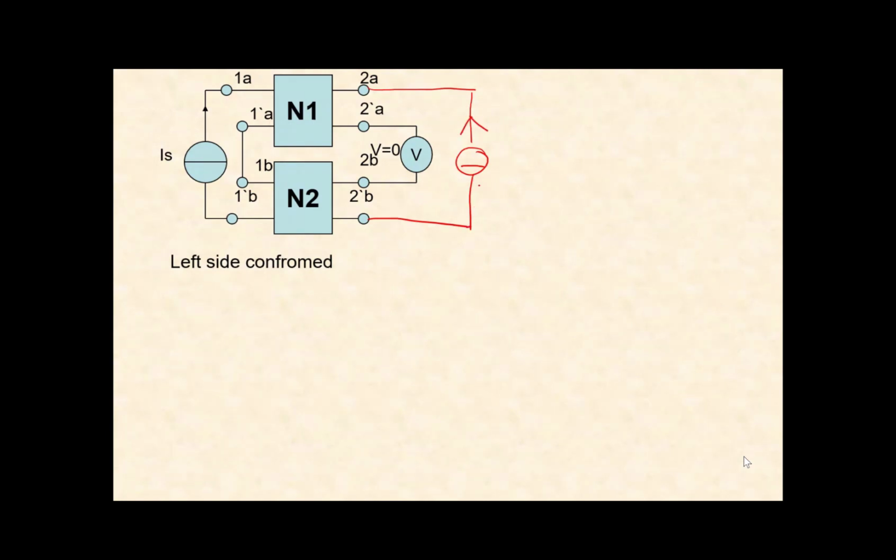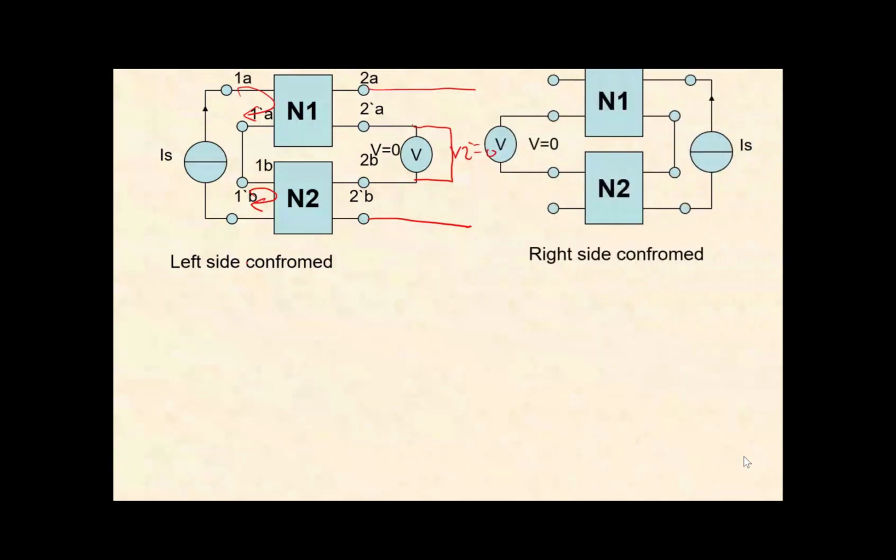First, we assume this current is zero, so it's open. We judge this V. If this V is zero, that means the short connect, the current will be zero also. This I is zero, so this current will equal to this current. So the left side is confirmed. And then judge the right side.